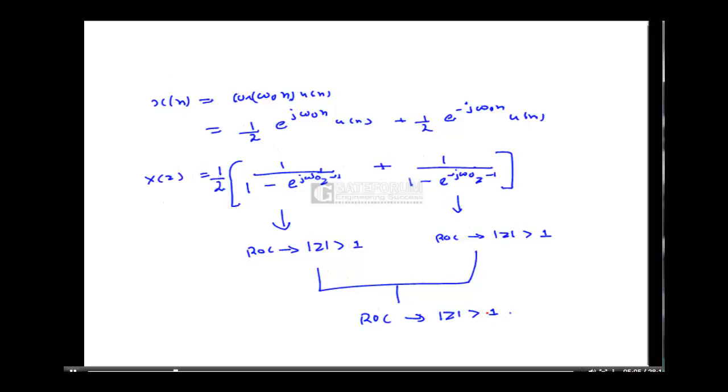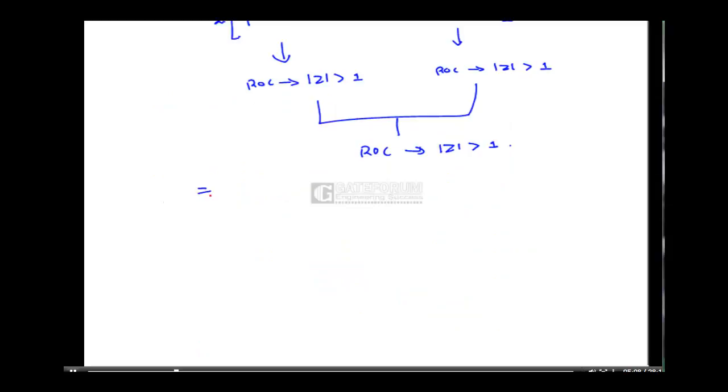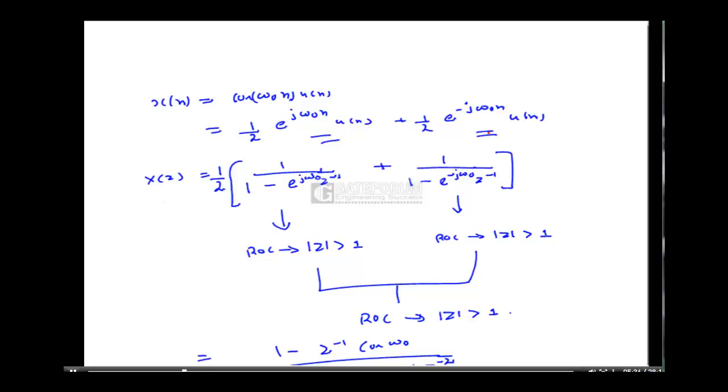Now I can expand this and write it as 1 minus z inverse cos omega naught upon 1 minus 2 z inverse cos omega naught plus z to the power minus 2. So this is the way in which we can find the Z transform of cos omega naught n. Important is to write it in this form, then find the Z transform of this and the Z transform of this, and solving it further, we will get this relationship.